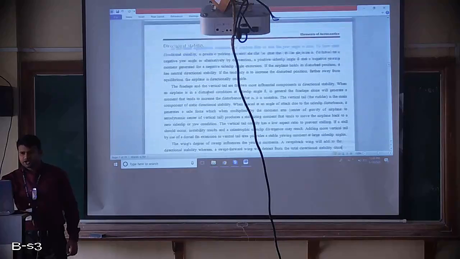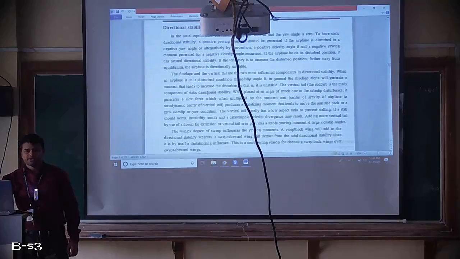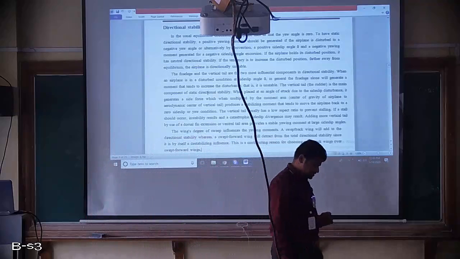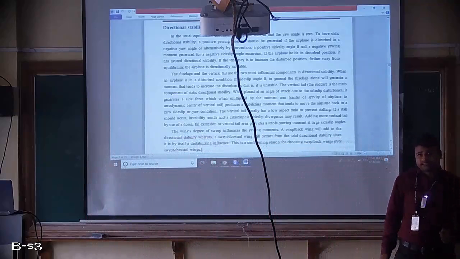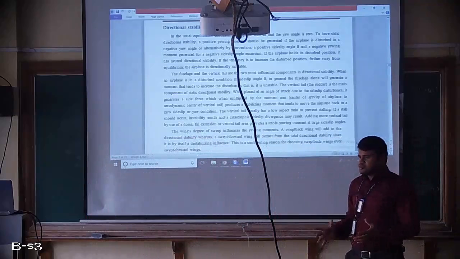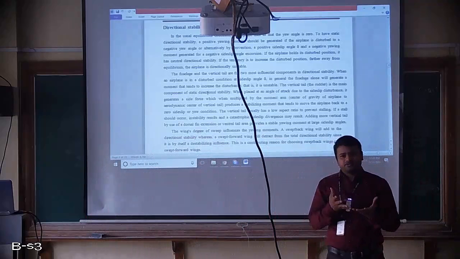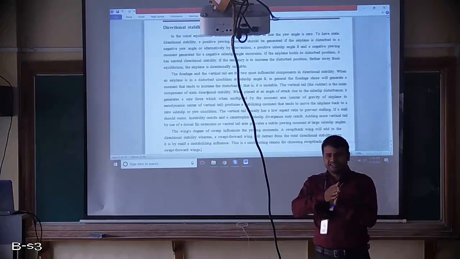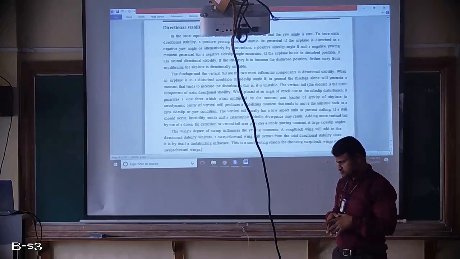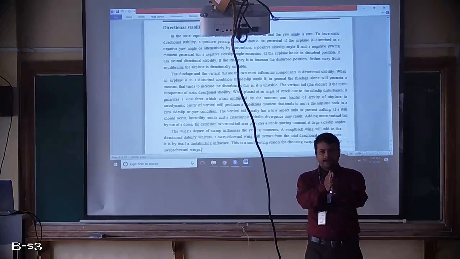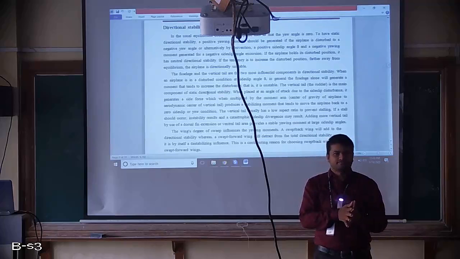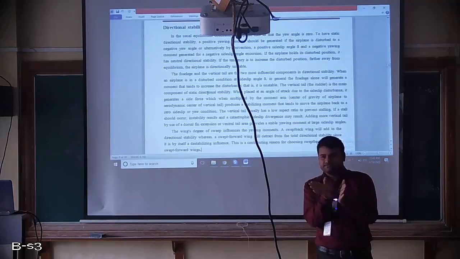So now we'll talk about directional stability. When I say directional stability, it means the ability of the aircraft to come back to its original position when it is deflected from its direction. Let us say your aircraft is heading in this direction, but due to some disturbance, it will turn. Yes or no? That means it is directionally deflecting.